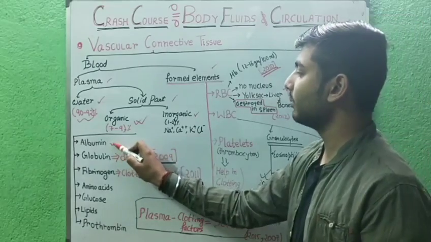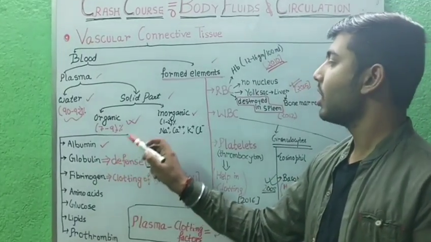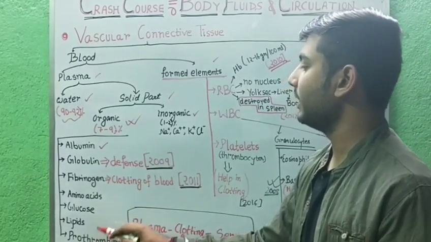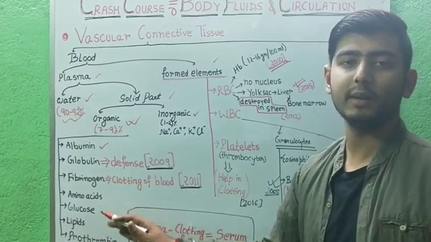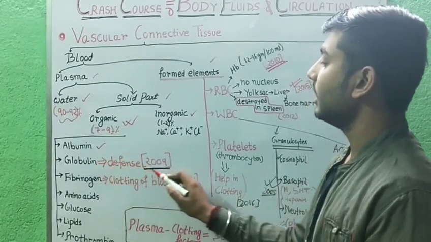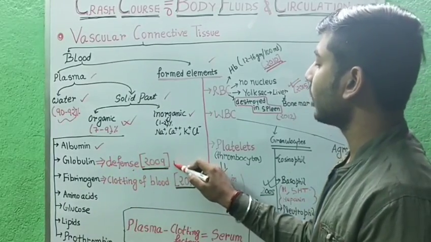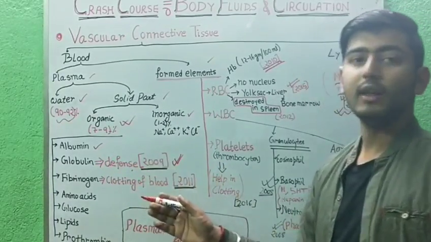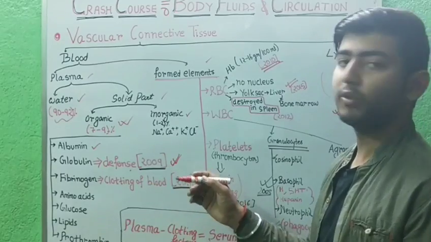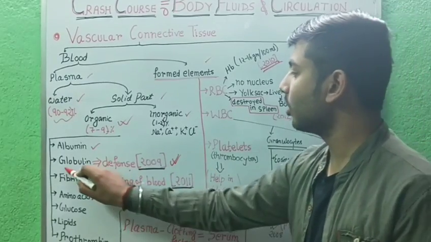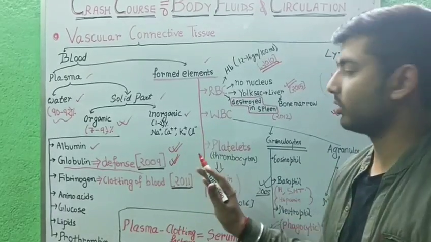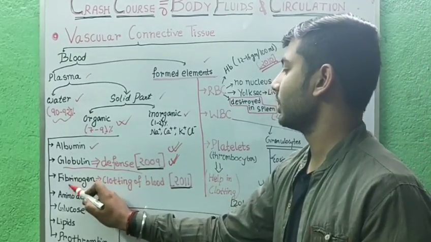First of all, albumin is the major component of the organic part. Then globulin, fibrinogen, prothrombin, amino acids, glucose and lipids are minor parts. I have written here about globulin. It acts as defense, in 2009. How did it come in defense? Globulin forms antibodies. Antibodies are responsible for defense in our body. Hence globulin for defense came in AIPMT 2009. One question also cleared.